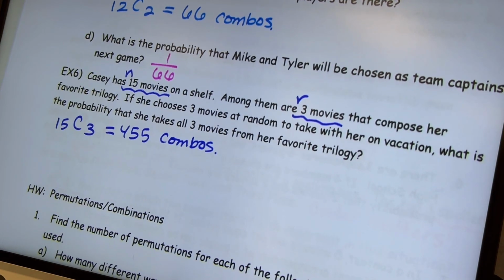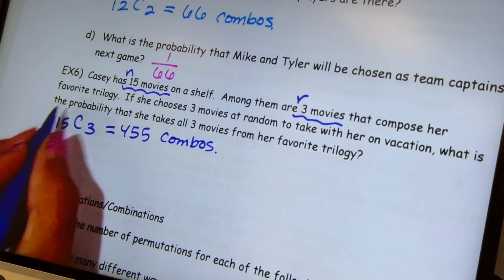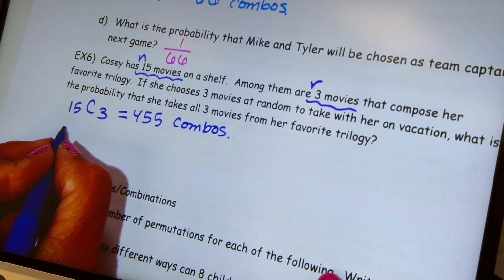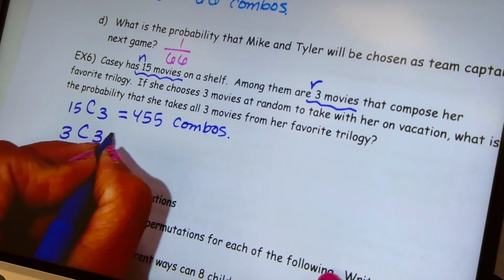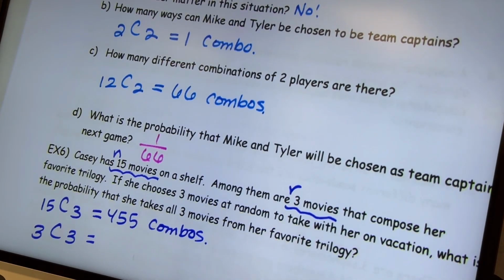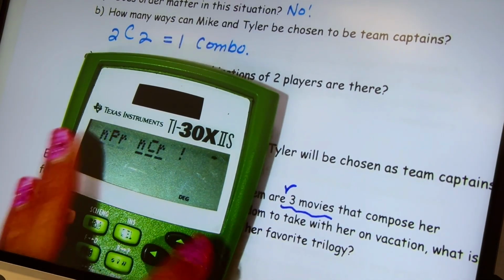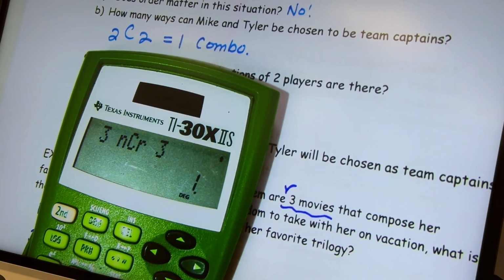Okay, and now we're looking at her picking the 3 movies that she likes from her favorite trilogy. Well, a trilogy is 3 movies, right? And she's picking 3 movies, right? So what NCR would that be? 3C3. Based on what happened up here, what do you think it's going to equal? Right. Now let's verify it. And it does. But can't we make an assumption now? So what's 5C5? What's 10C10?